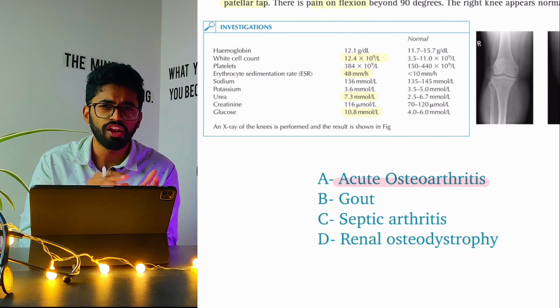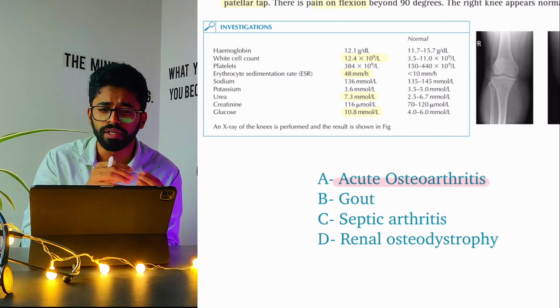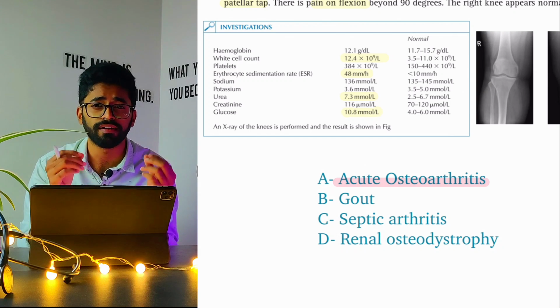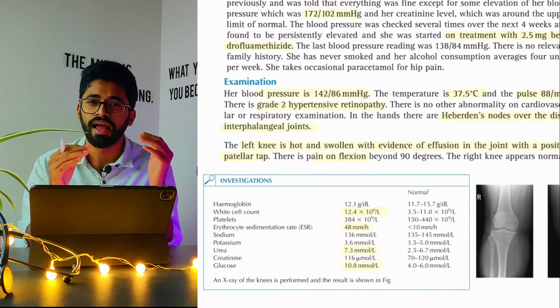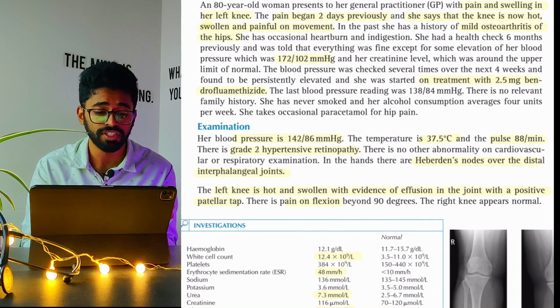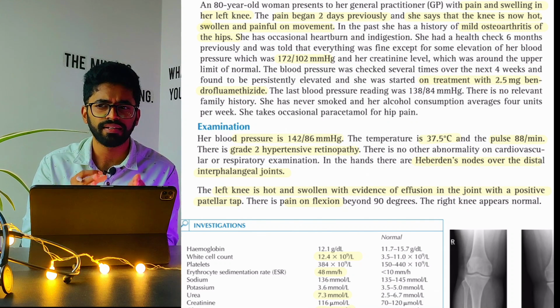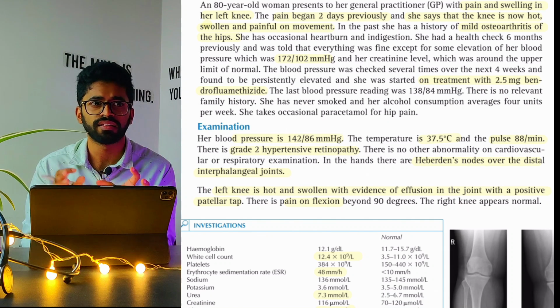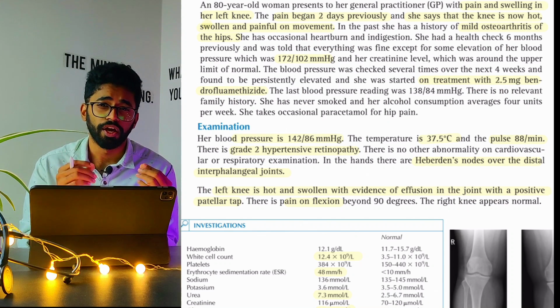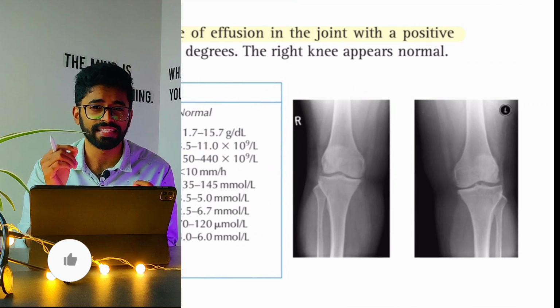And the next option, renal osteodystrophy, is also a trap for you, because in the question they have mentioned her creatinine level being abnormal and she's also hypertensive, and in the investigations urea being abnormal. Many might get deviated and think yes, they are linking bone and the renal system, and they might put renal osteodystrophy. But you can exclude this by looking at the X-ray they have given.